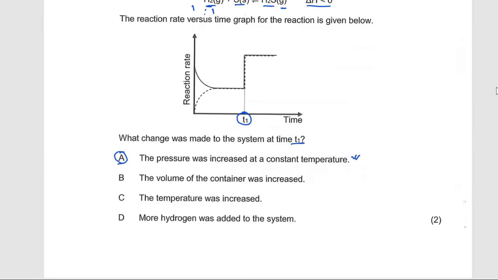I can proceed to B, which says the volume of the container was increased. Increasing the volume of the container means decreasing the pressure. Therefore, we're expecting this graph to go downwards. Then see here, they're saying temperature was increased.